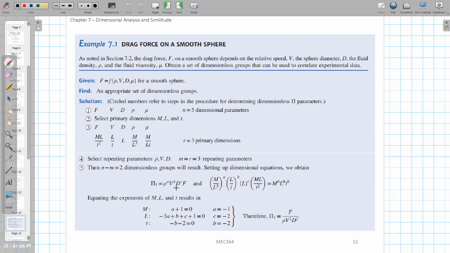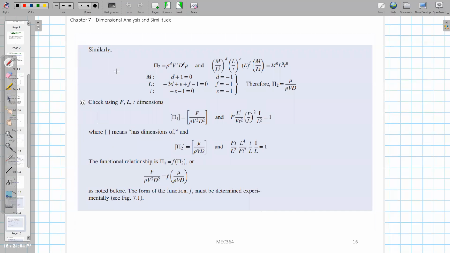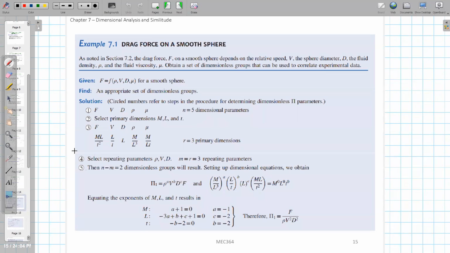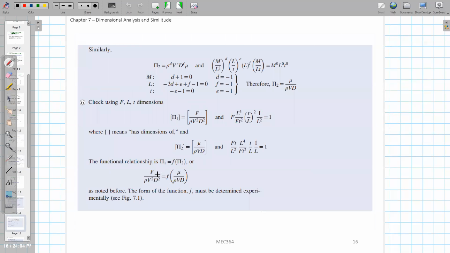The detailed procedure is in your textbook for example 7.1. It shows step 1, step 2, step 3, step 4, step 5, and step 6. The circled number here marks each step to show you how we do the dimensional analysis, to reduce the problem to only involving 2 dimensionless parameters.